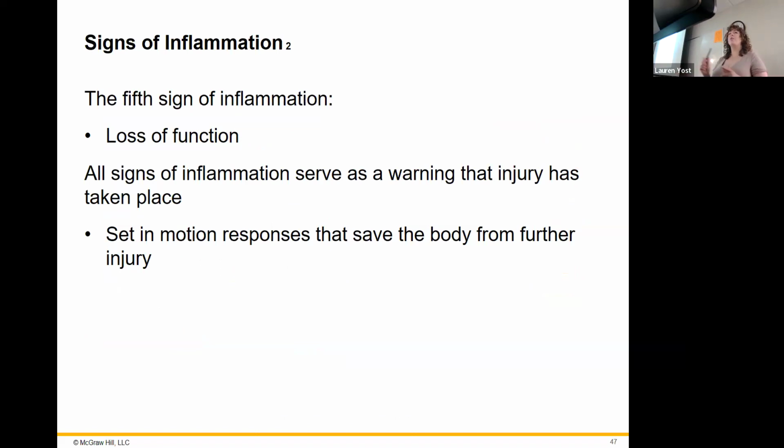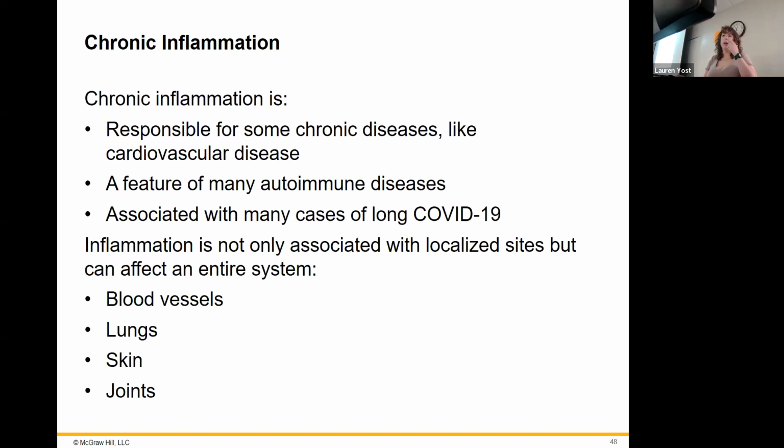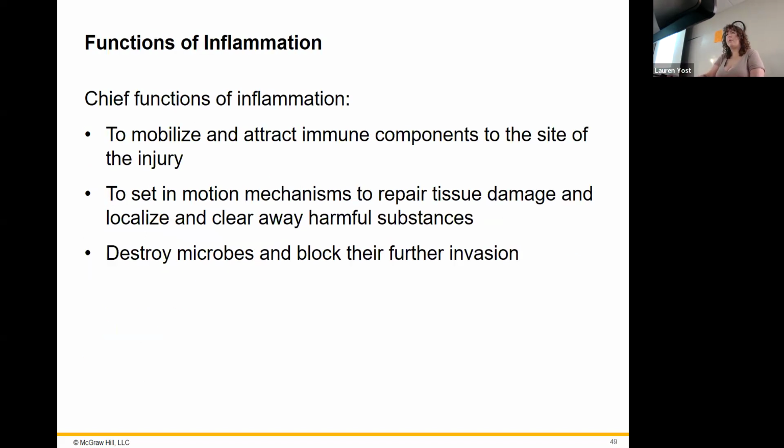All right. So those are the 4. There's also a 5th one, which is just loss of function of the area. It doesn't get its own little word, but there it is. So you have loss of function of the area as a response to inflammation. Chronic inflammation, you have all this going on for a long period of time and all these signals to bring inflammation into the area. This is usually a feature of autoimmune diseases and chronic diseases as well. We see this with long COVID, and it can affect entire systems, blood vessels, lungs, skin, and joints over time because of all that inflammatory response into the area.